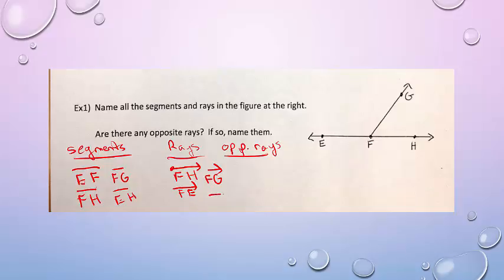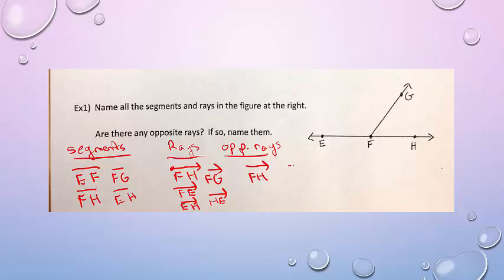We could also say ray HE because it can start at H and go towards E. We can see that figure in there hidden. You could actually even do ray EH because there is an endpoint at E and a line going towards H. That would work too.